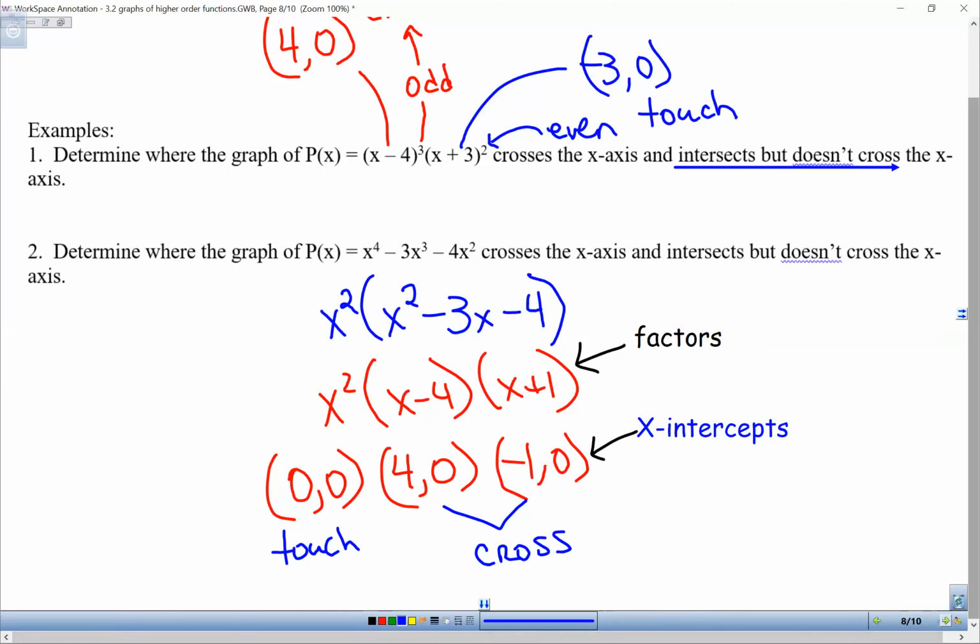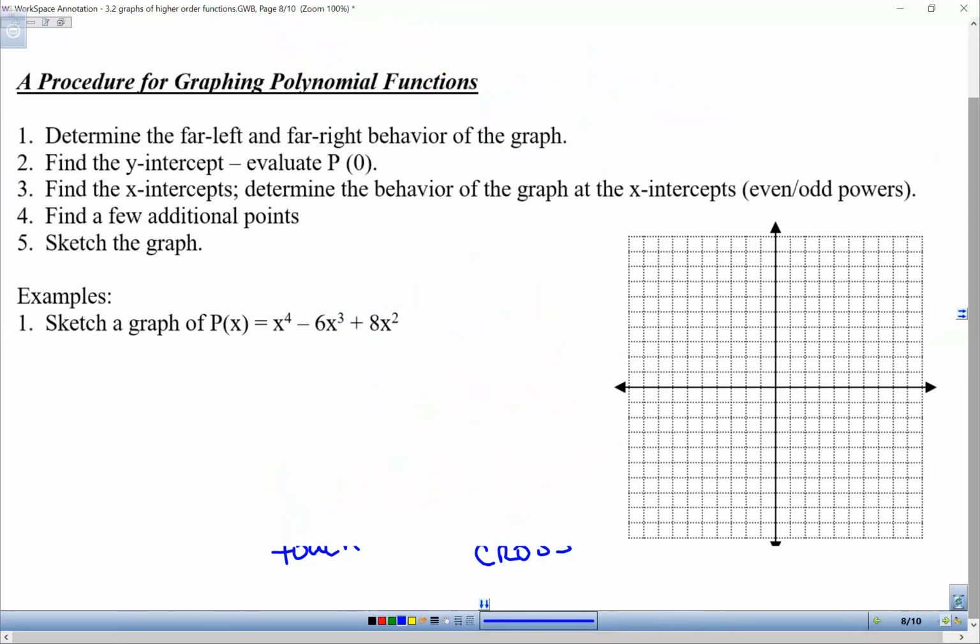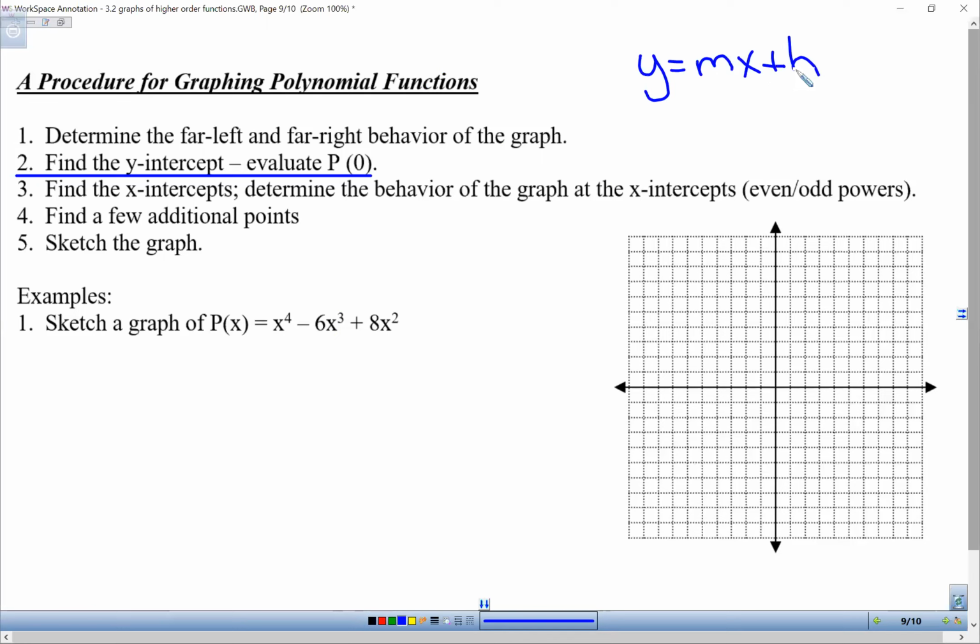So there's only one thing left that we haven't talked about, and that is number 2 in your list right here, which is the y-intercept. So we need to know where the graph crosses the y-axis. And if you remember from chapter 2, we had this equation, slope-intercept form, and we said the y-intercept was the value of b.